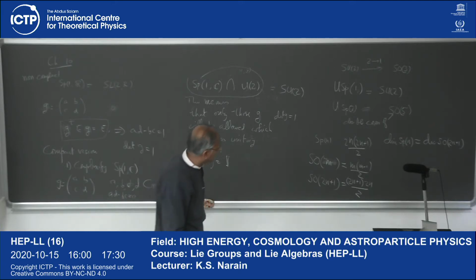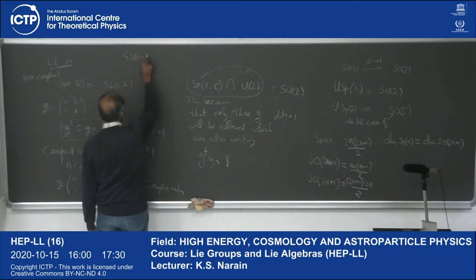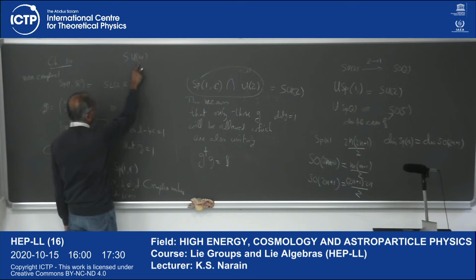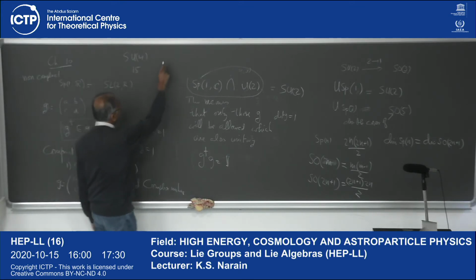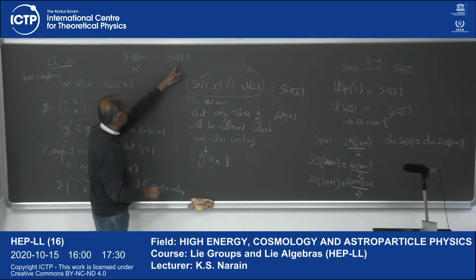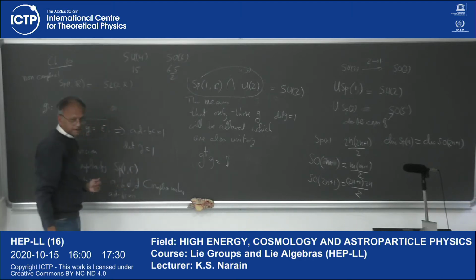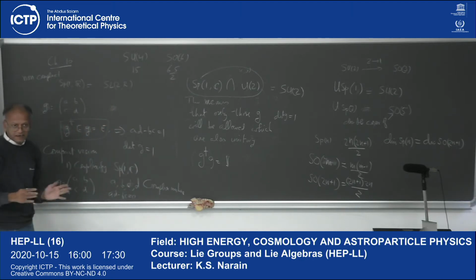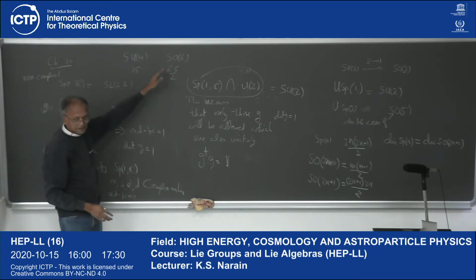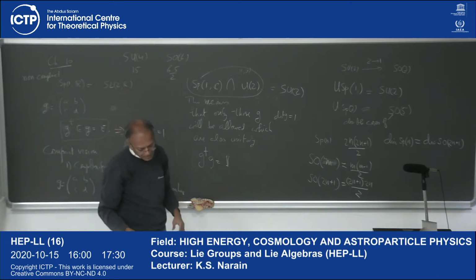And similarly, SU4. The dimension of SU4 is 4 squared minus 1, so 15. And if you take SO6, its dimension is also 15, because it is 6 times 5 by 2, which is again 15. The dimensions are the same. But in this case, the Lie algebras are the same: SU4 and SO6 have the same Lie algebra. But again, at the global level, it's not the same.